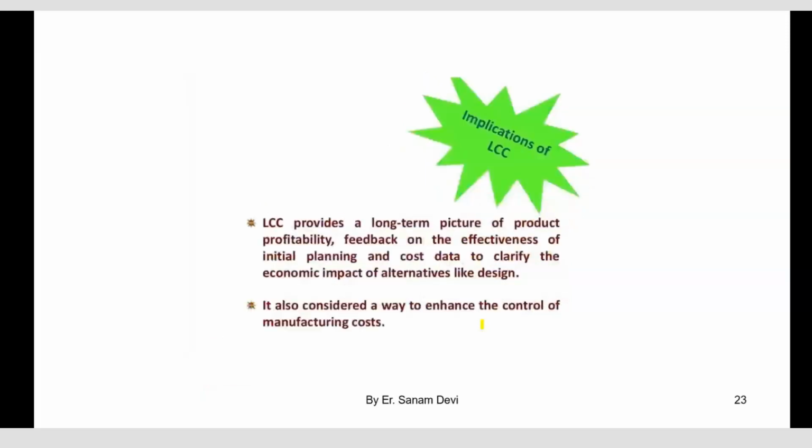Here LCC provides a long-term picture of the product profitability, feedback on the effectiveness of the initial planning, and cost data to clarify the economic impact of alternatives like design. Means in LCC only we can think about two projects A and B, in the long term which will be more profitable. For the whole time which will be profitable, we can take a decision from LCC only, because all the previous ones are only for the present time. It is considered a way to enhance the control of manufacturing cost. The last line is very, very important. It is a way to enhance manufacturing cost control.